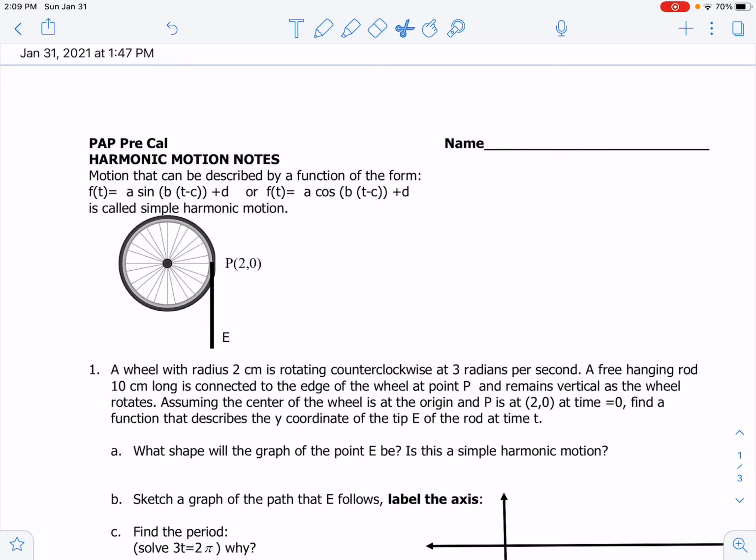Okay, today's lesson is harmonic motion. Basically, the equation for a harmonic motion, which is sinusoidal, means the graph is doing this. I mean, it's looking like a sine graph.